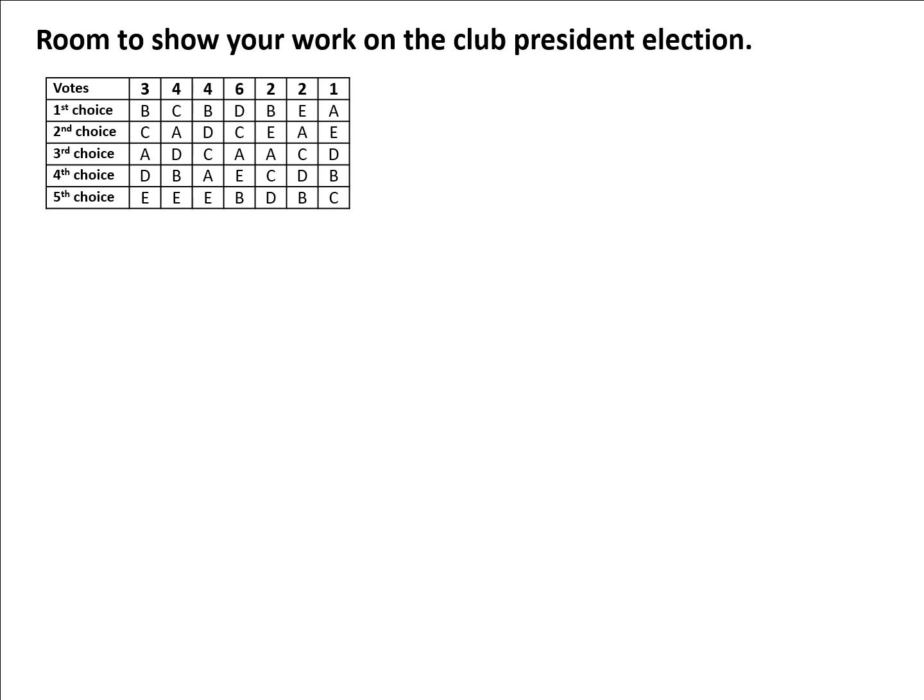Finally, let's look at pairwise competition. So in pairwise competition, we're going to pair up every candidate.